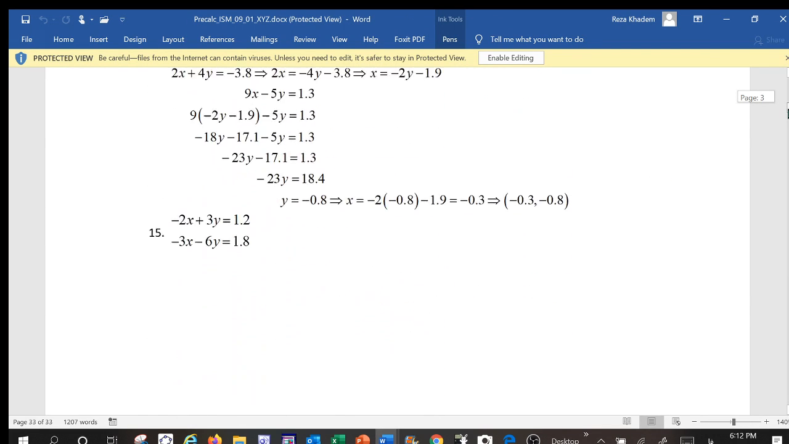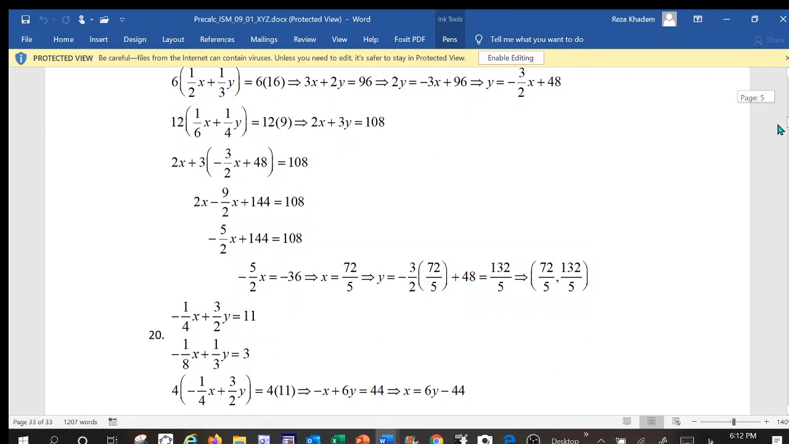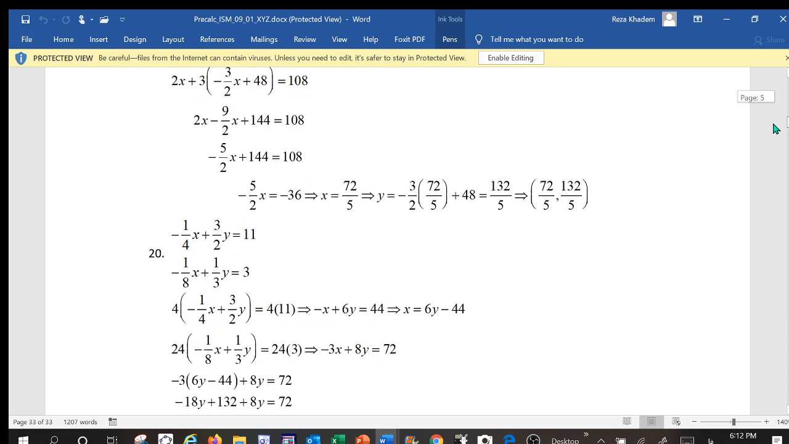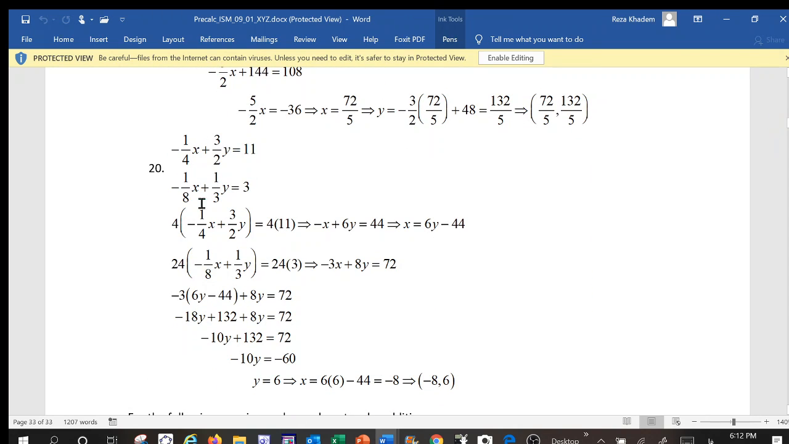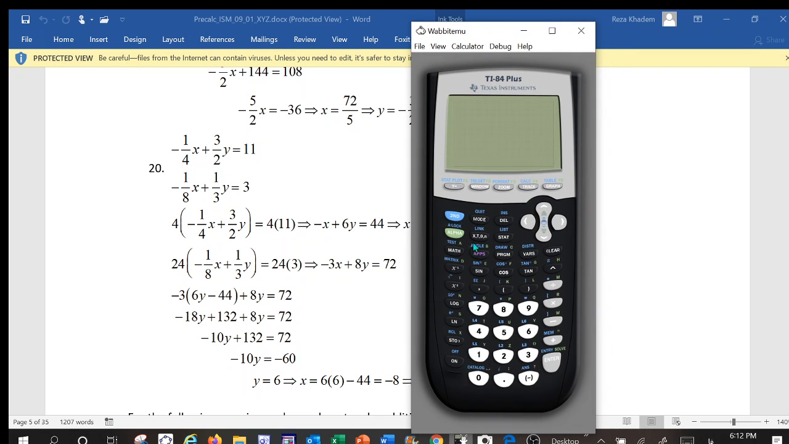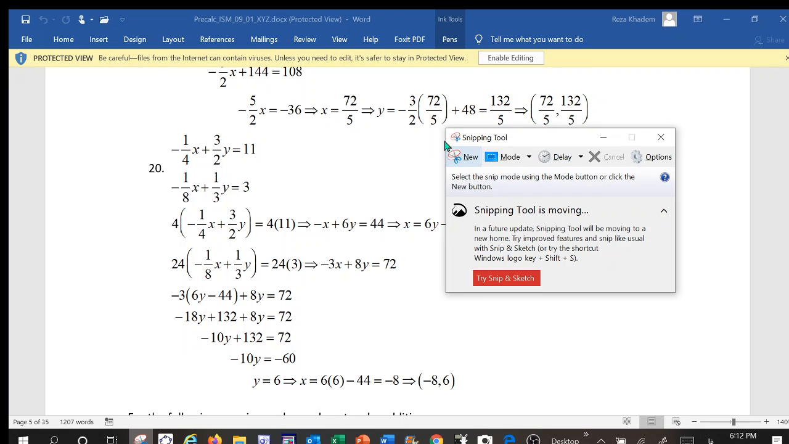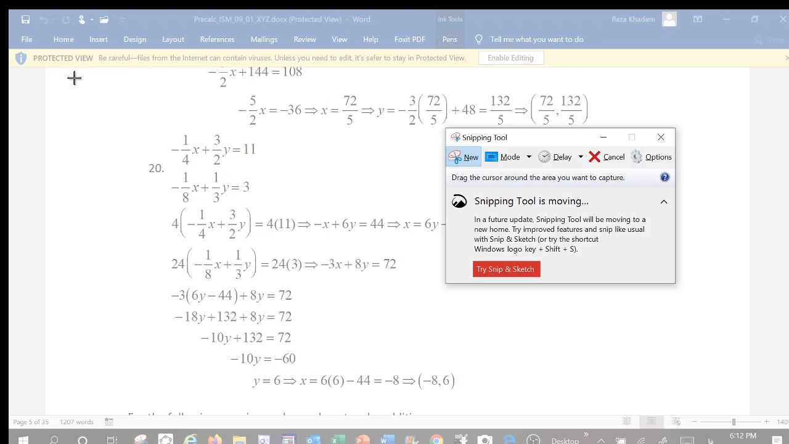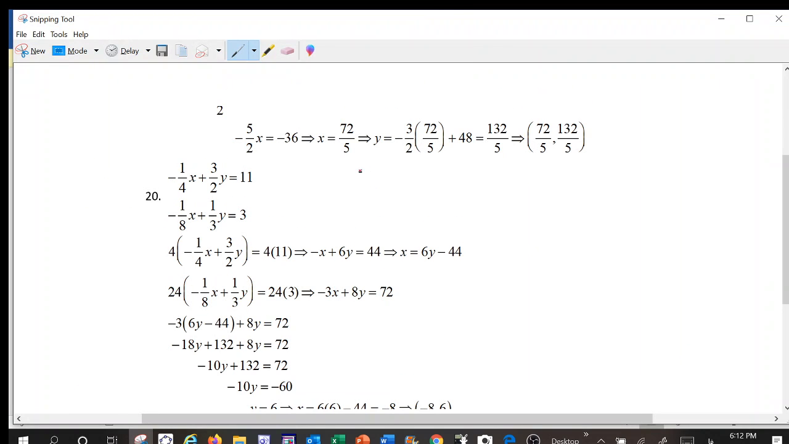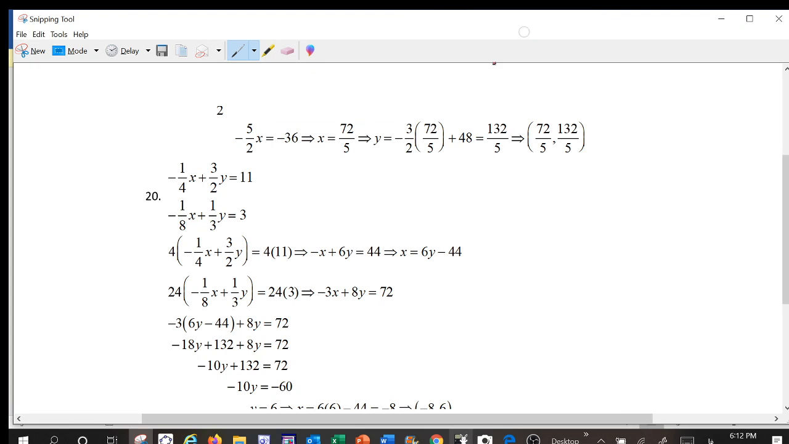All right, I don't see really any one that is difficult, but let's do one with the calculator. Let's say we have something like that. I want to use a calculator to do that. So how do we do it with the calculator? Well, let me first have something to write on. There you go.